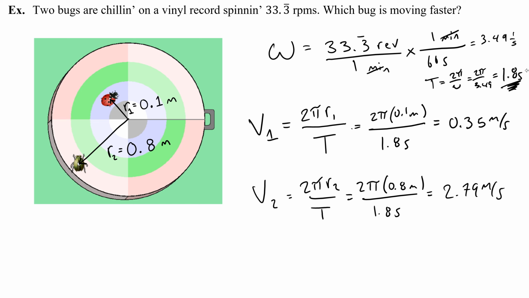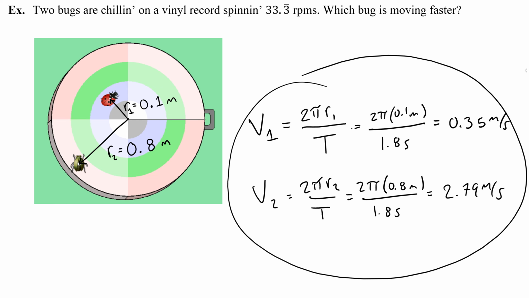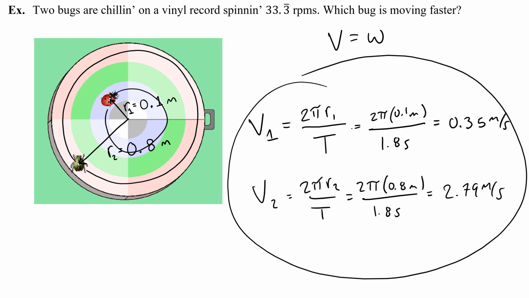meters per second. And so I'm going to get rid of this top stuff here so it's a little less cluttered. So we can see that the outer bug, even though they have the same angular velocity, is moving faster than the inner bug, but only in a linear sense, because it's covering more of a circumference as it goes through each rotation than the red bug does. And again, that relationship is that the linear velocity is equal to angular velocity times the radius.